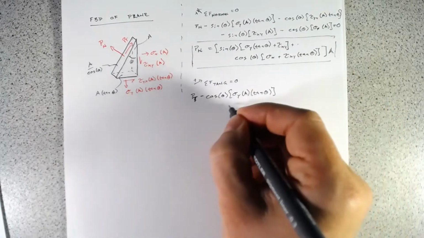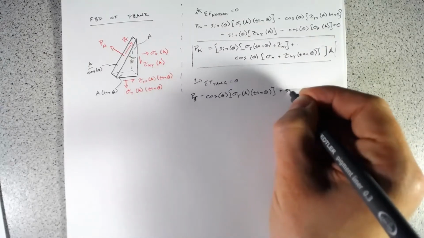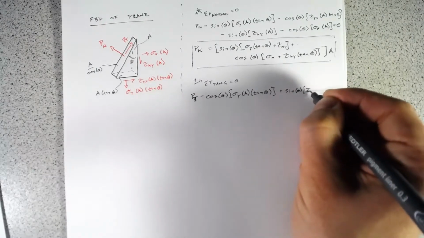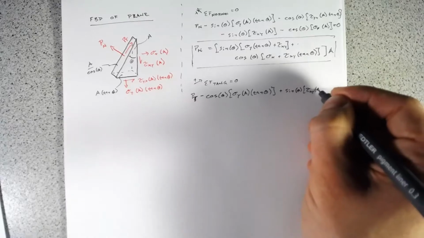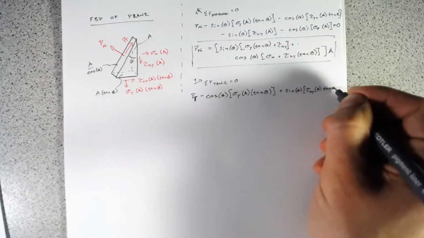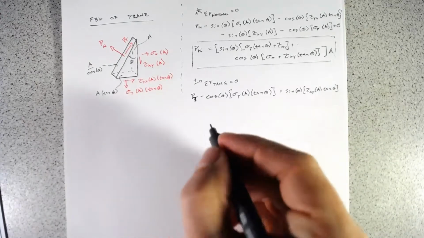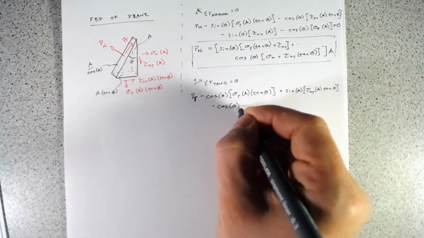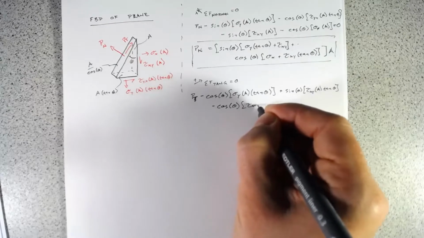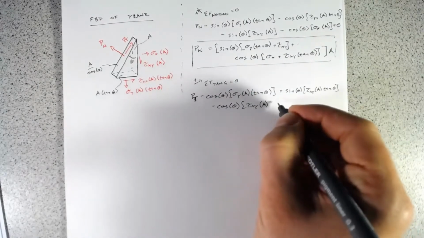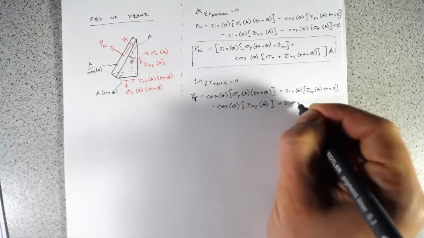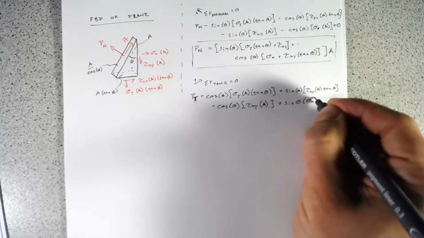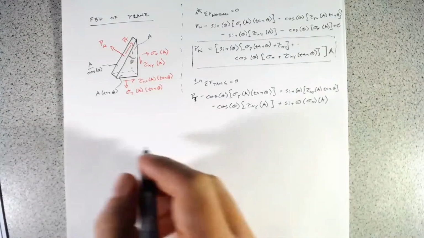and then plus sine of theta tau xy A tan theta, minus cosine of theta times tau xy times A plus sine theta times sigma x times A.